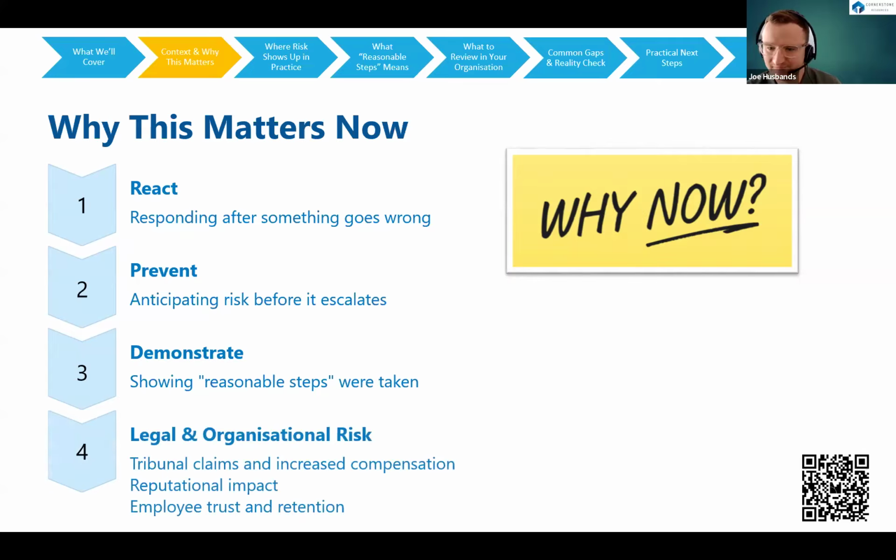And alongside this, there is both a legal and organizational risk to think about too. So there's a potential for tribunal claims and increased compensation, particularly where an organization cannot show that they took those reasonable steps I just talked about.